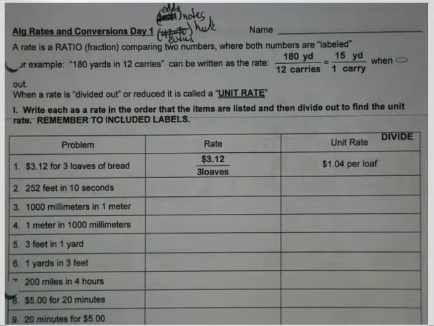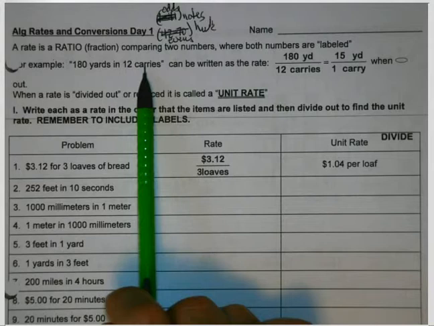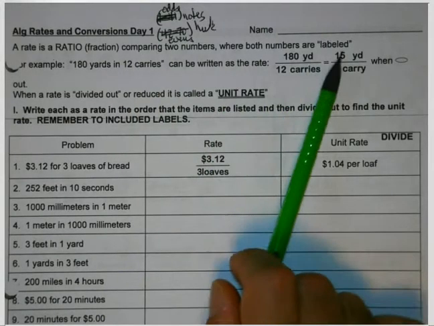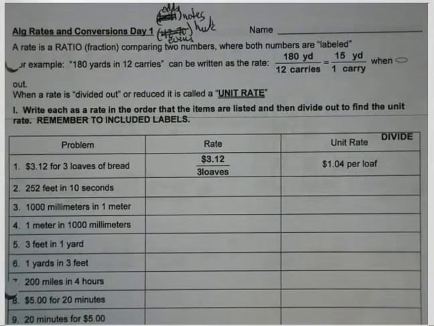So, ratios, again, compare two numbers. 180 yards and 12 carries can be written as 180 divided by 12, which is 15 yards per carry, okay, when we go ahead and divide something out. So, as we go through here again, odds are going to be the notes. We're going to work through those.